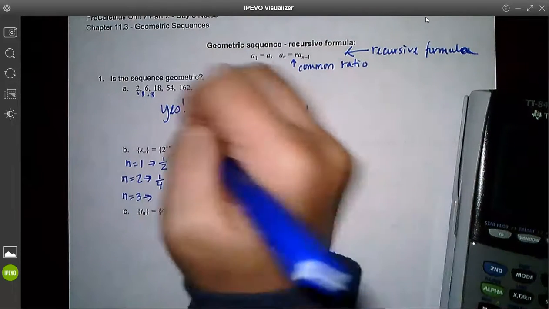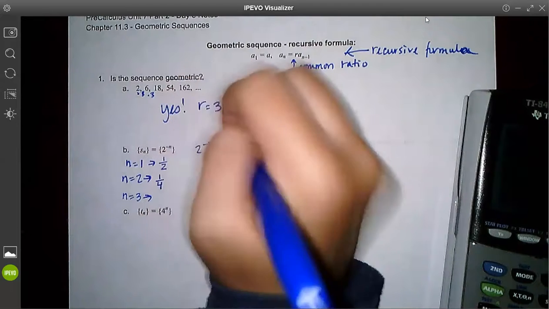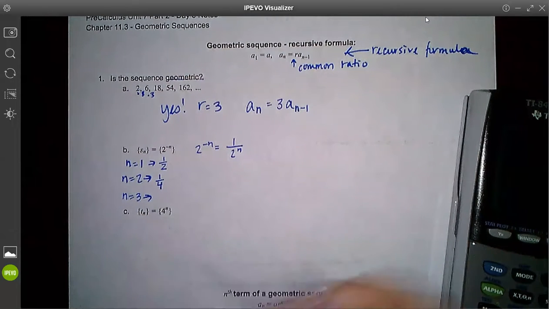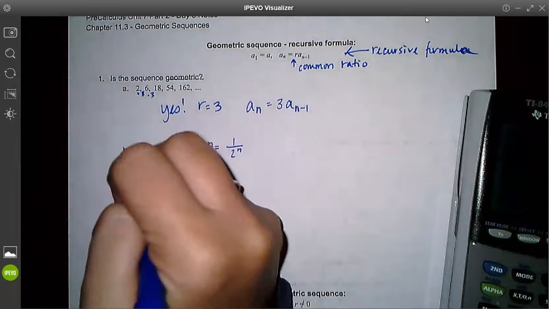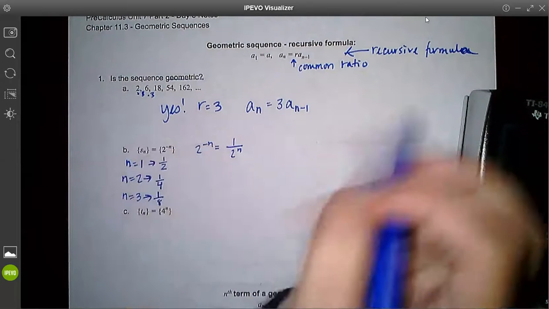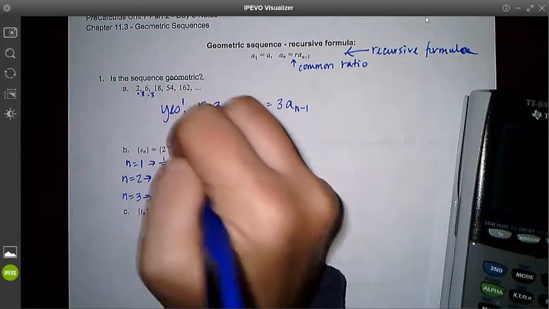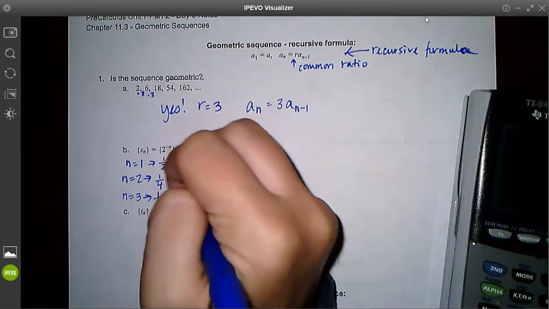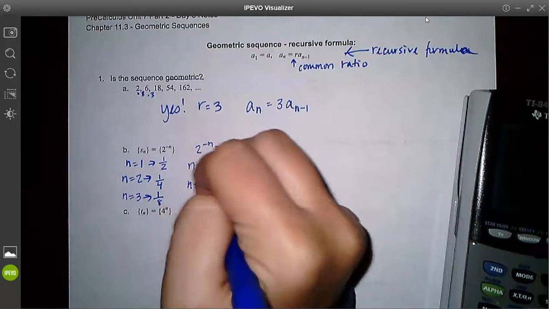Is that negative? So I'm just going to make a note: 2 to the negative 3 is going to be 1 over 2 cubed, and 2 cubed is 8. N equals 4 is going to be 1 over 16. And n equals 5 is going to be 1 over 32.